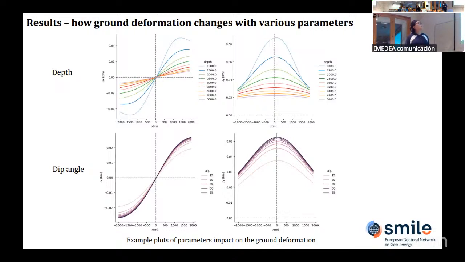depth is increasing, actually the ground deformation decreases in both X and Y direction. And when the dip angle is increasing, the ground deformation increases in both X and Y direction. So these are examples when we're testing different parameters' influence on the ground deformation results.